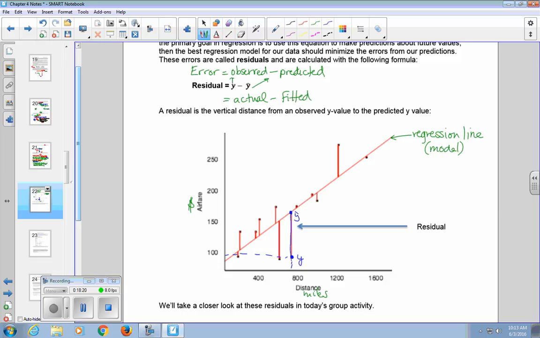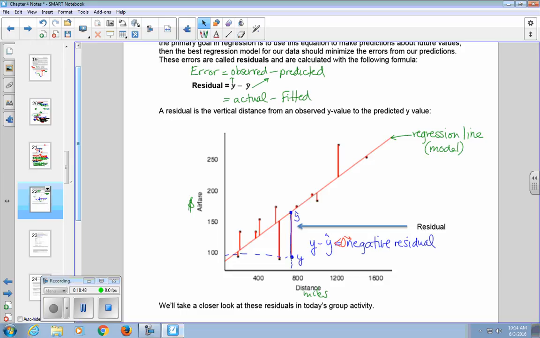So we calculate that by taking y minus y hat. And notice in this case, that's going to give us a negative value. So we call this a negative residual in this case. And it turns out any of these points below your regression line are going to have negative residuals. So again, in this case, I'm going to say that this is less than 0, which gives you a negative residual.